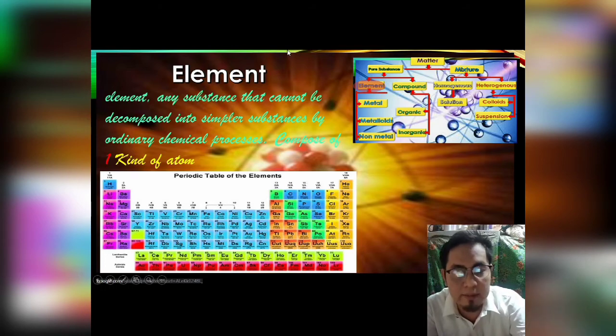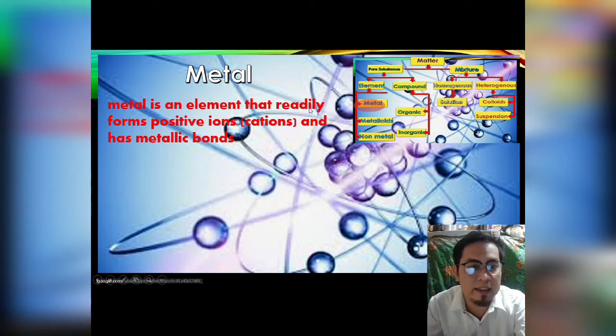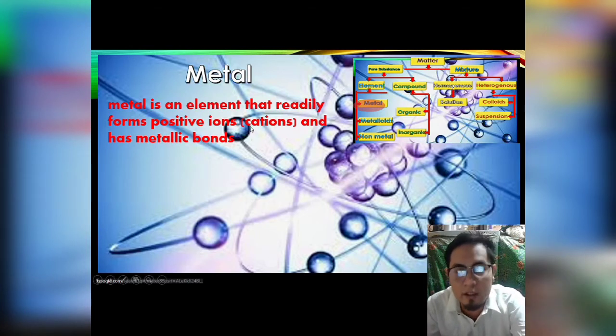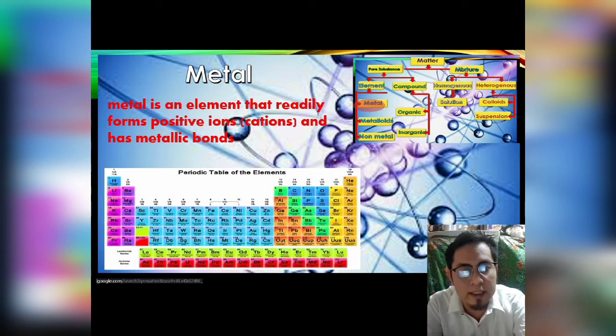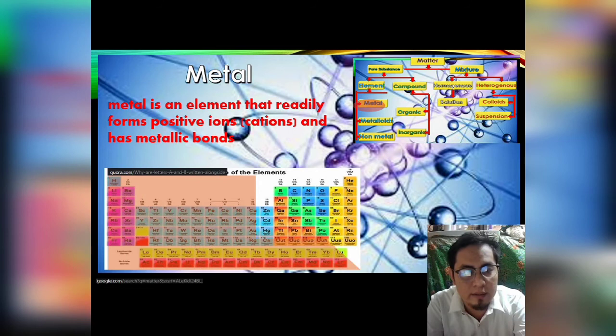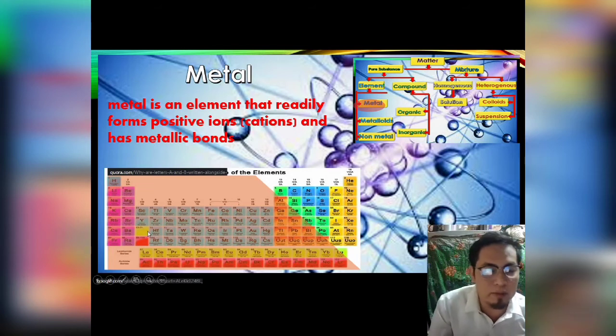But element is divided into three. We have the metal. Metal is an element that readily forms positive ions, or simply known as cations. It means they have positive charges and have metallic bonds. Where can we find the elements considered as metal? These elements in our periodic table, aluminum, gallium, tin, bismuth, going left, are all examples of metal.